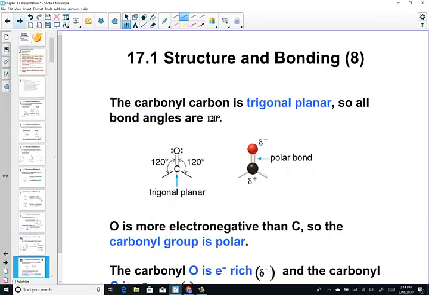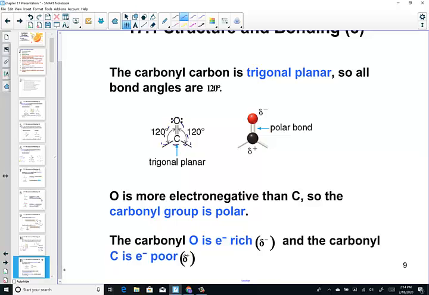The carbonyl carbon is trigonal planar, so all bond angles are exactly 120 degrees. Trigonal planar means it lies flat on the table, and this is an equilateral triangle between all 3 of those bonds. We will also see the oxygen being much more electronegative than the carbon, so we can see that this bond is very polar as well.